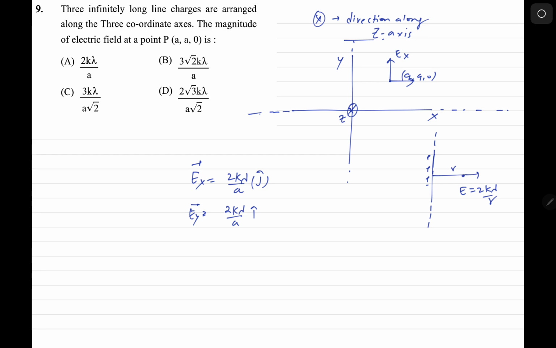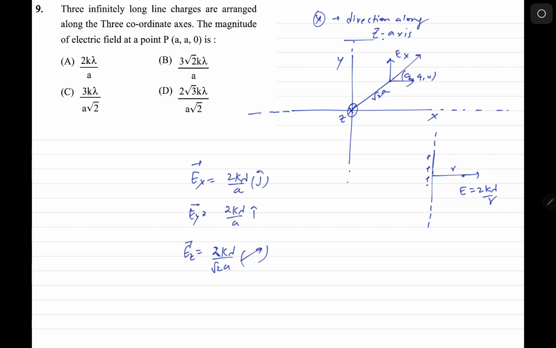And what about the z-axis? What is this distance? This distance is root 2 a, and this will be the direction. So Ez is equal to 2kλ by root 2 a, and this is the direction.